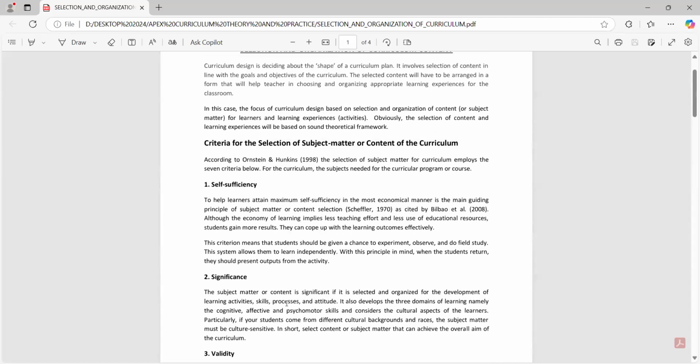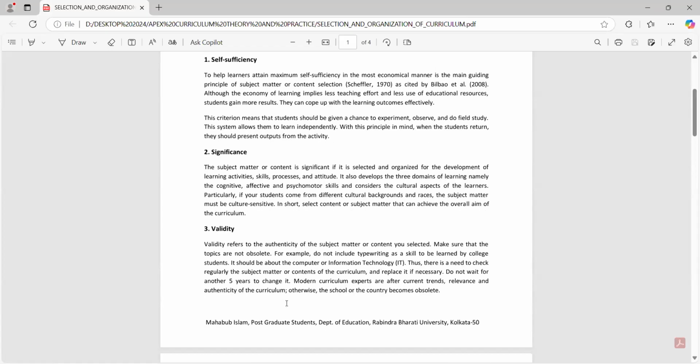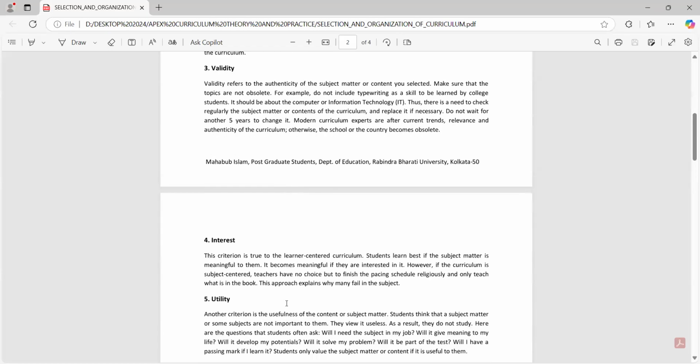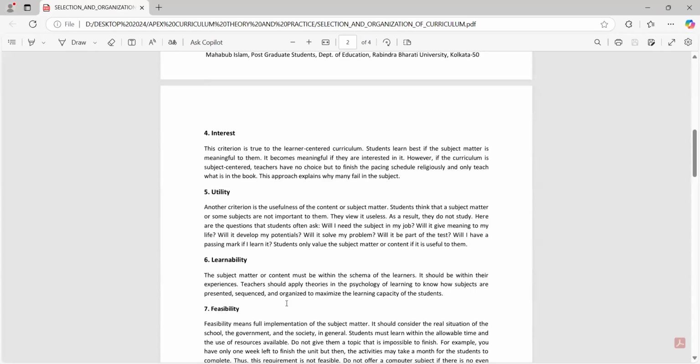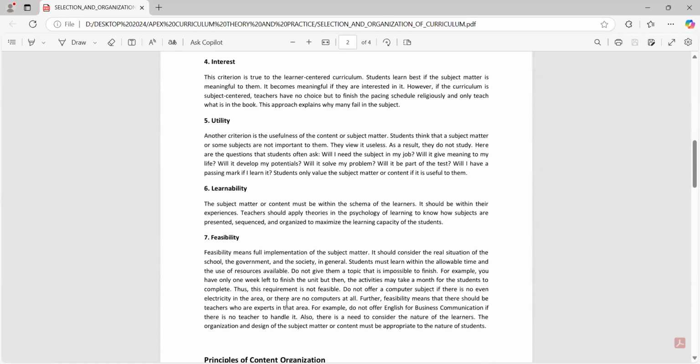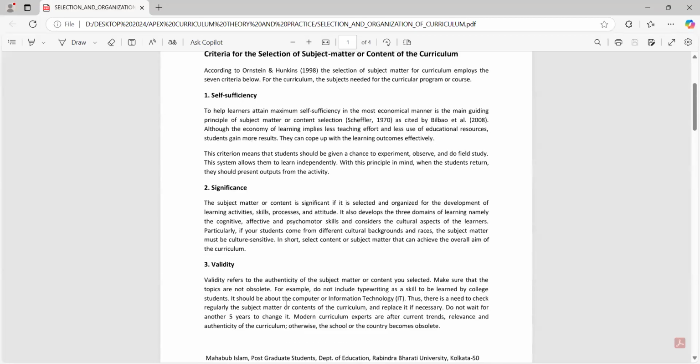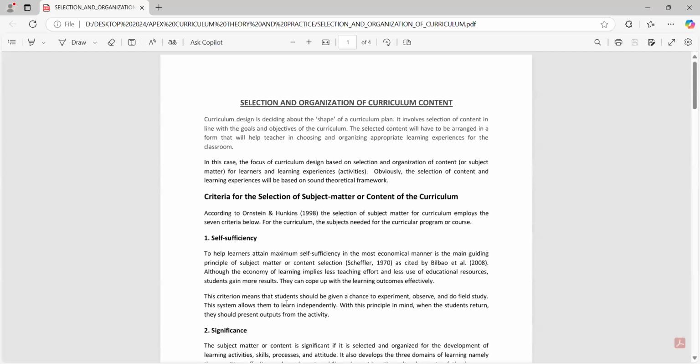Can you read, please? Then you can remember that. What is the content selection framework? What is the theoretical framework for content selection? Can you read? Self-sufficiency, significance, validity, interest, utility, learnability, and feasibility. Right. Now I will tell you.